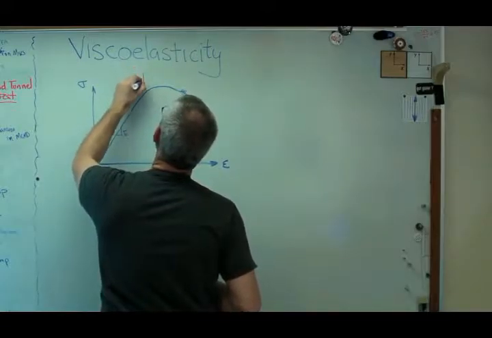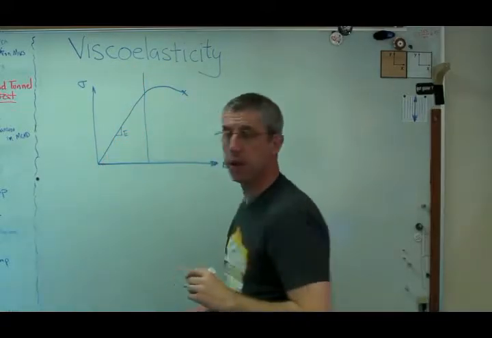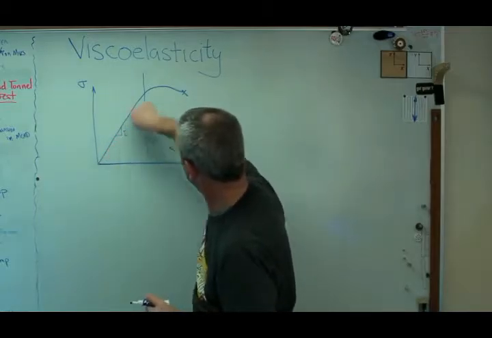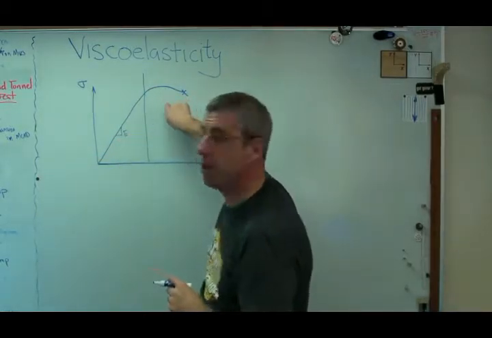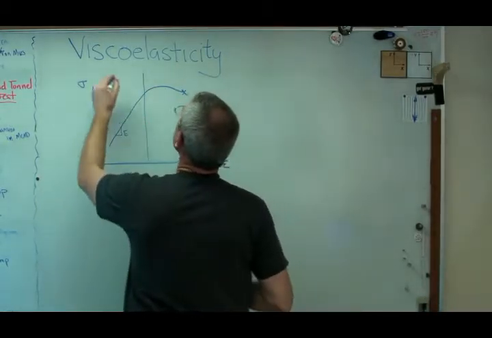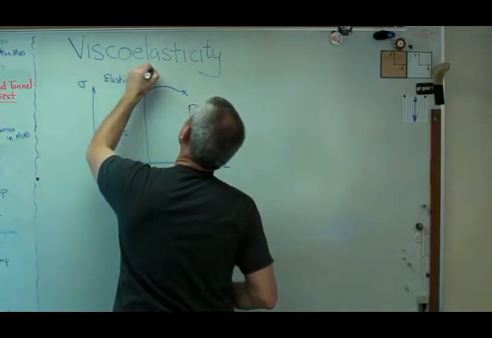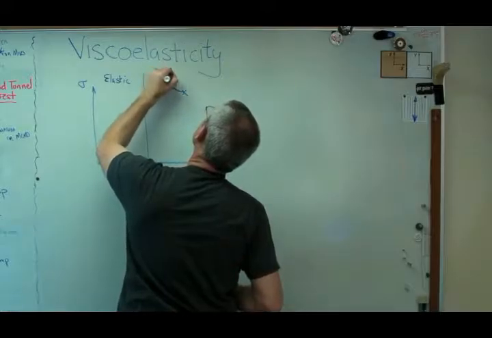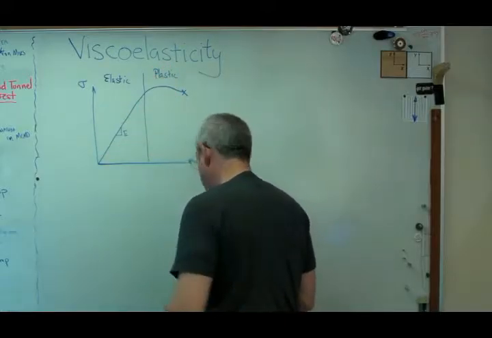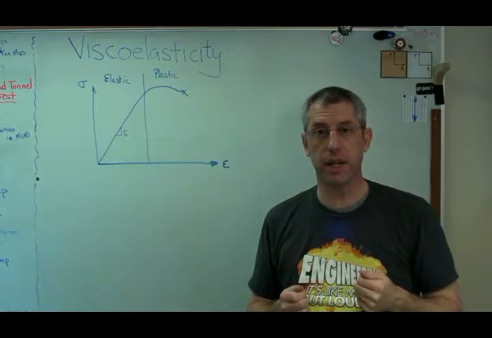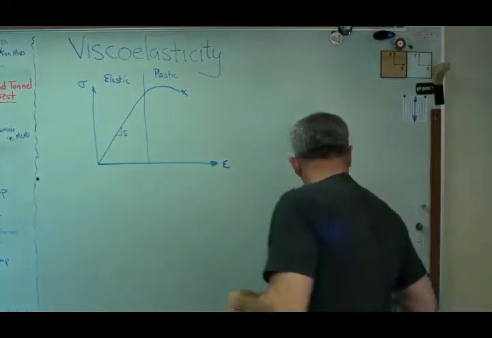We always divide this plot into two segments. There's the segment over here where it's a straight line, and a segment over here where it's not a straight line. This is the elastic region, and this is the plastic region. And we're not talking about plastic like the material plastic, but plastic in the sense that we've permanently deformed it.